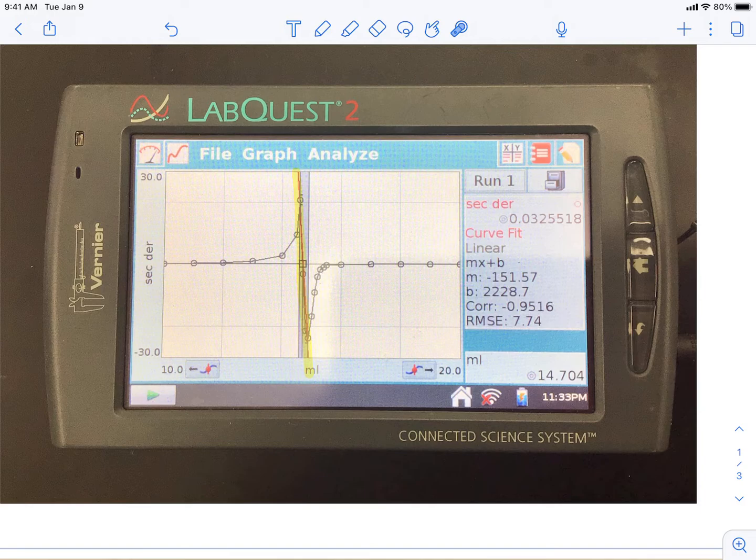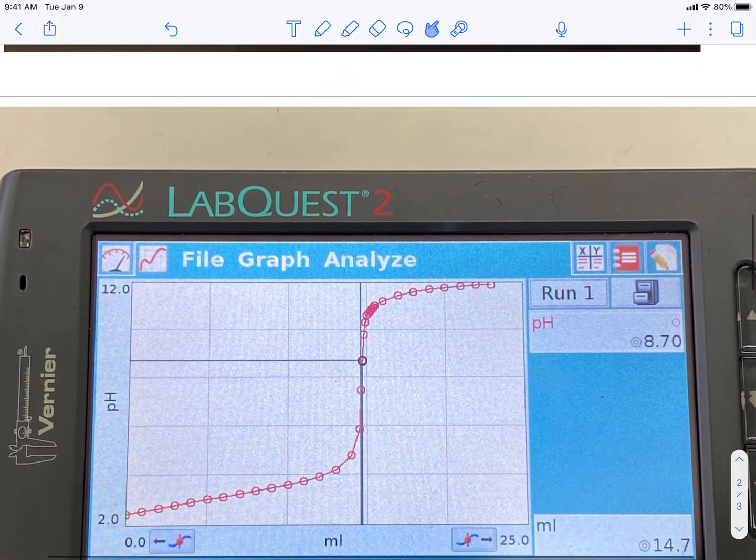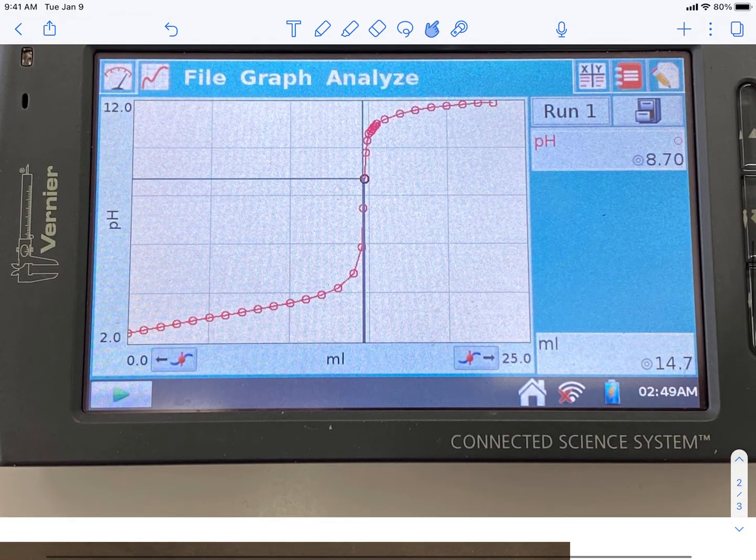Now what we have to do is go back to our original titration curve and find the pH at this volume. Okay, so let's take a look at that now. It happened to be that I had a data point right at about 14.7. Since the inflection point was 14.704, it's pretty much the same.